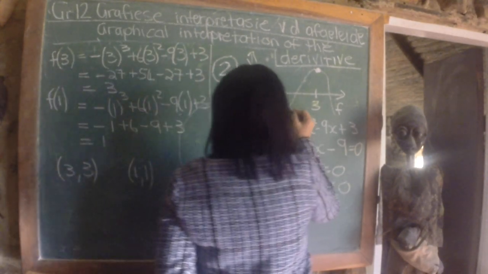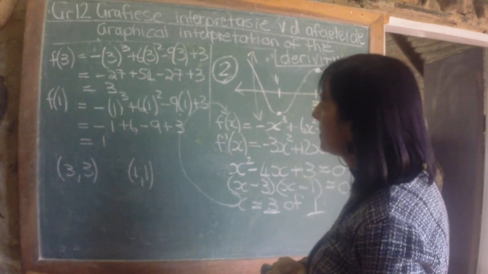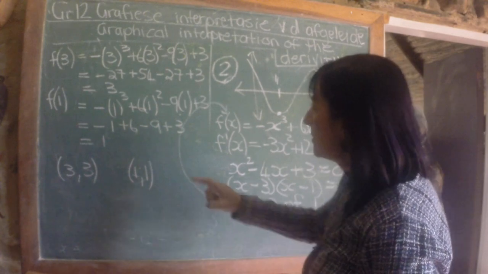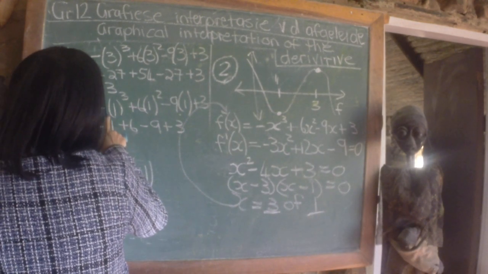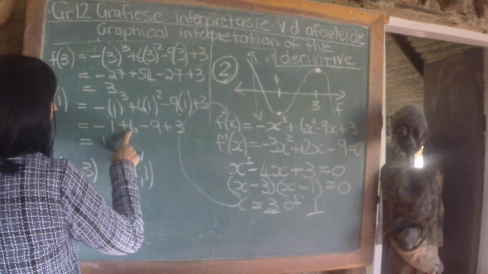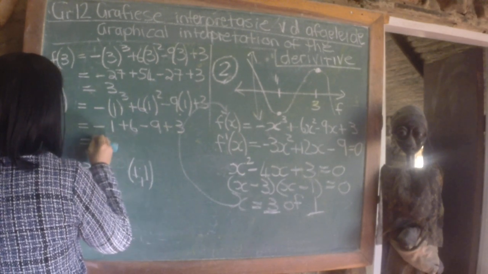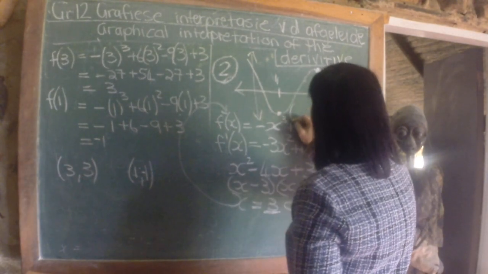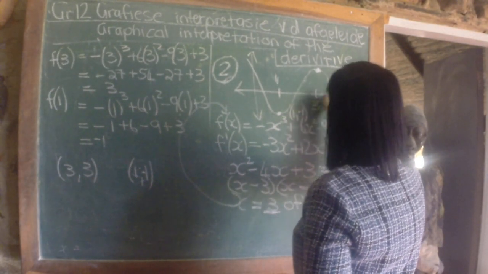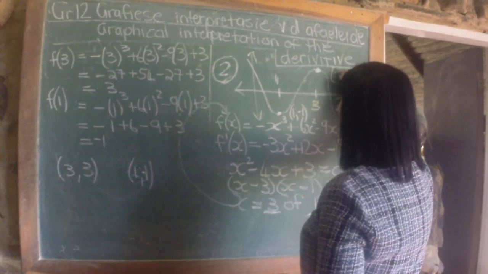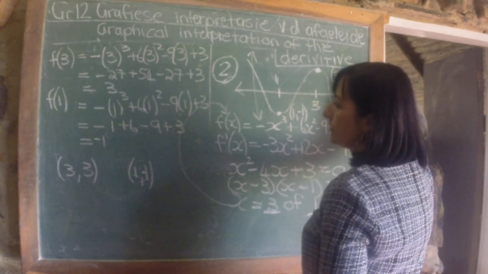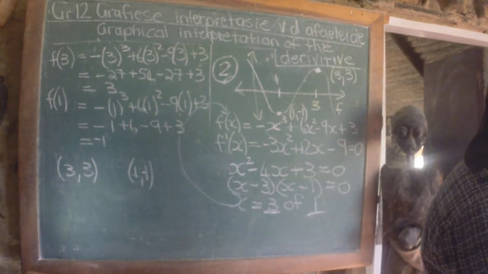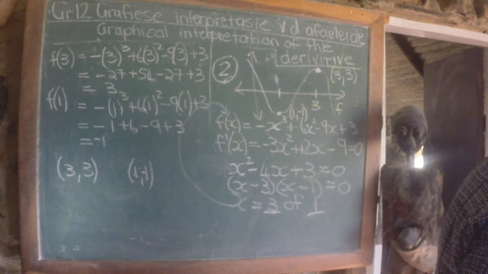So the two stationary points, let me just quickly see, when it's 1, 6, oh, that's minus 1, sorry. 6 plus 3 is 9, minus 10 is minus 1 here. So it's 1 minus 1, and here at this point 3, the y value is going to be 3 as well. That is my two stationary points, or my turning points.